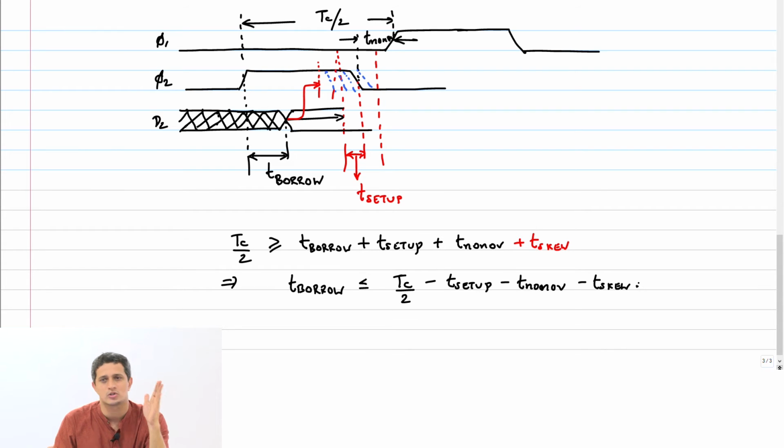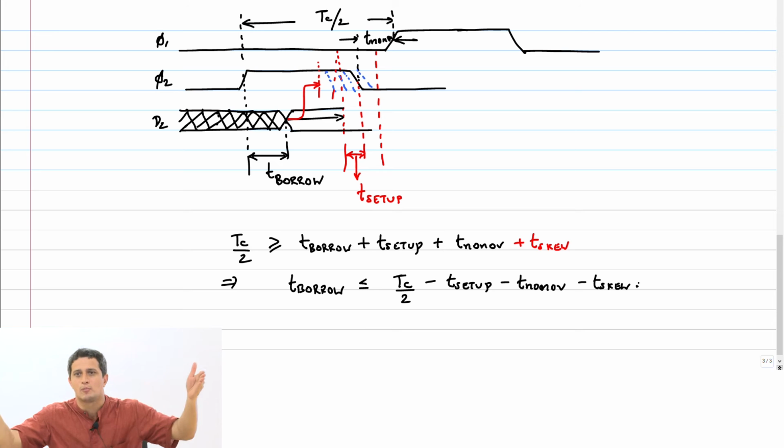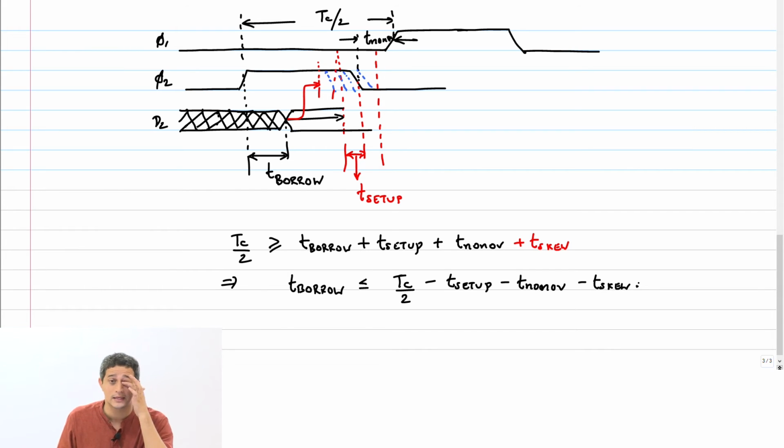Makes sense, right? Suppose the T non-overlap was 0, then I would get more time to evaluate my thing, right? If phi 2 had more on time, I actually have more time to borrow. So T non-overlap should eat into the amount of time that you can borrow. That's the interesting part: non-overlapping clocks are good, but how much non-overlapping? If you make it too non-overlapping, then you're eating into the amount of time that you can borrow, and thereby you're going to worsen your clock frequency.